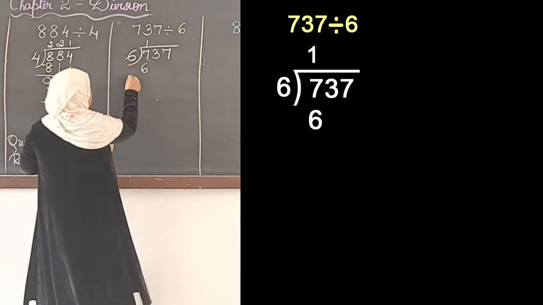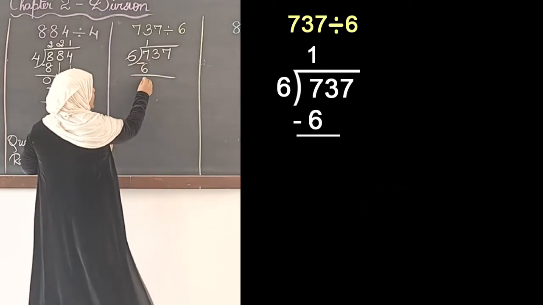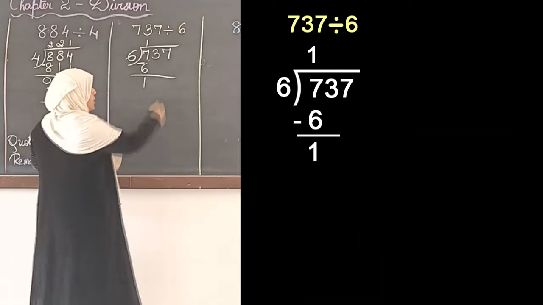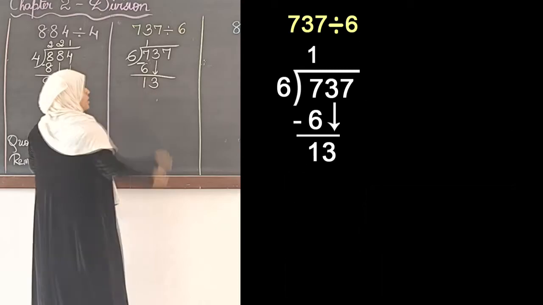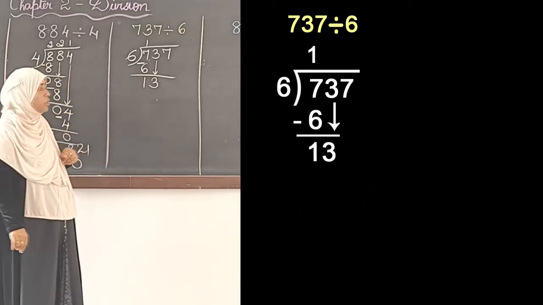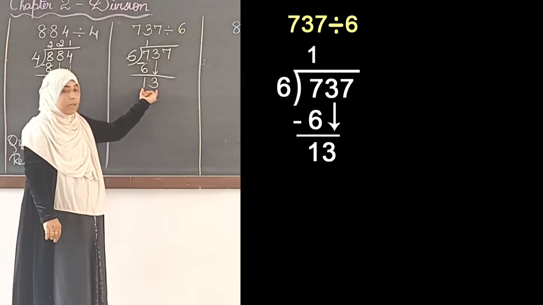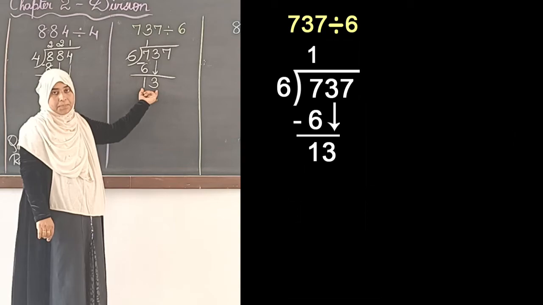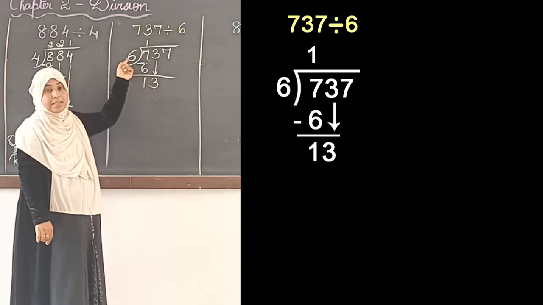Now, we have to subtract. Subtract 7 minus 6, you will get 1 as the remainder. Now, we have to bring down the second digit, that is 3. Now, when we brought 3 down, you see we had 1 before and with the 3 down, we have got a new number, that is 13. Now, you have to divide this 13 with 6.